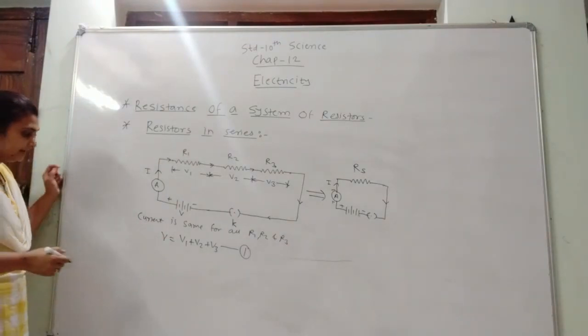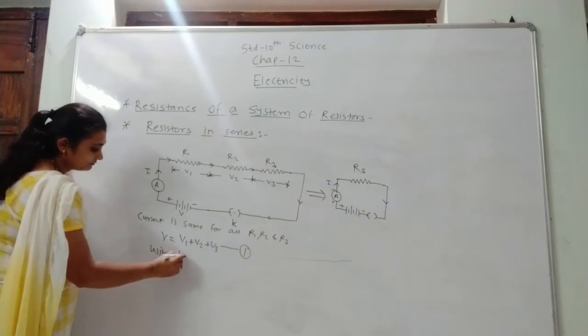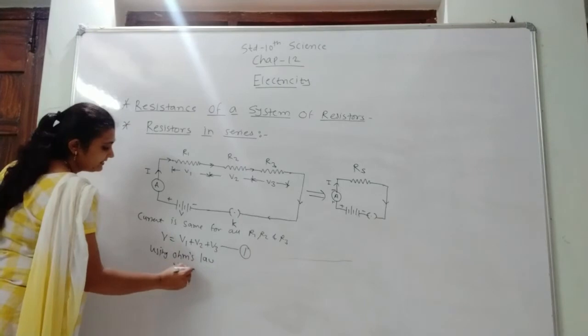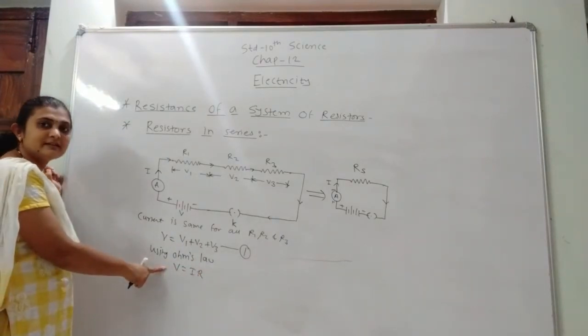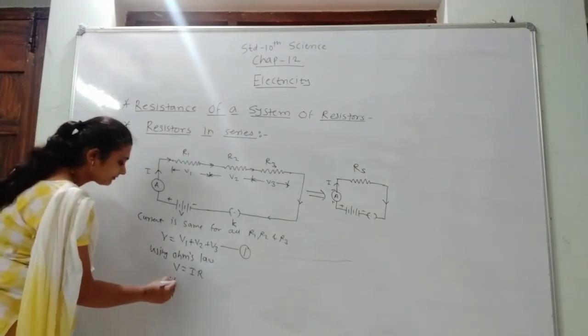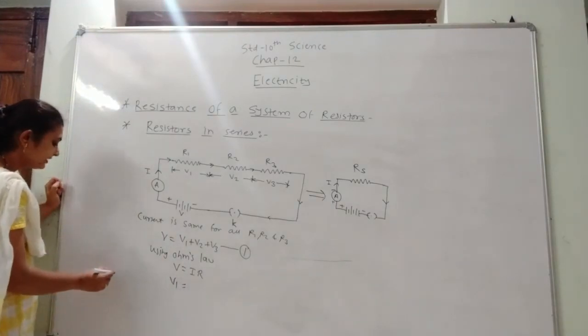Correct? Now using Ohm's law, V is equal to IR. Using Ohm's law, V is equal to IR. Now V1 is equal to, what is the V1? Potential difference.